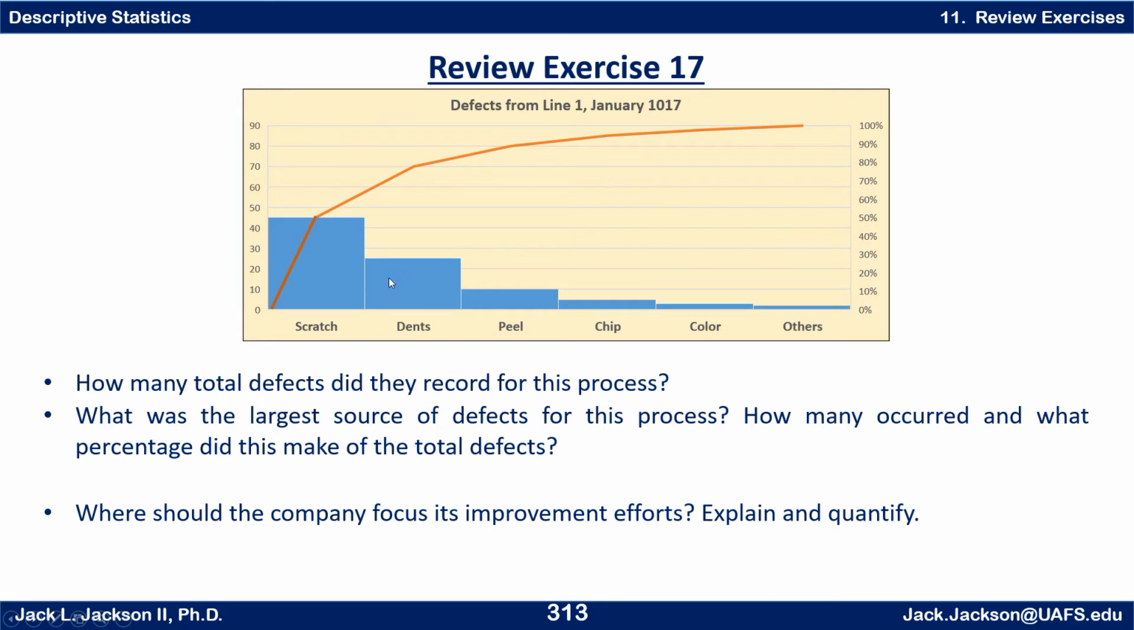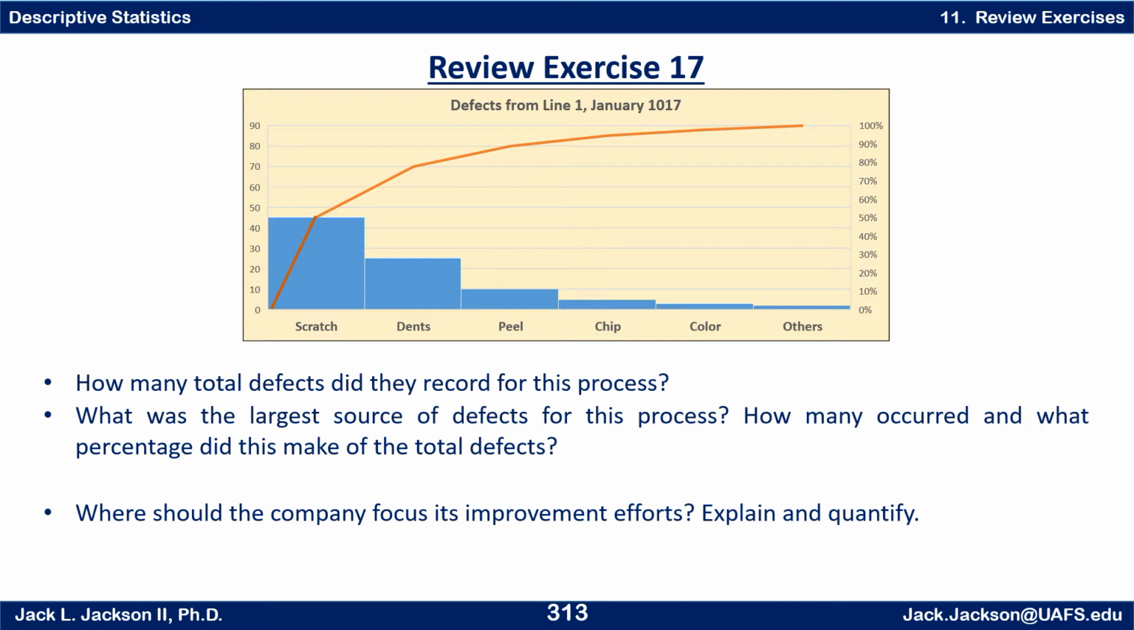Here we have a title. We have our different types of problems, defects, in decreasing order, and we have our broken line graph increasing from 0 to 100%. Our ogive, our cumulative frequency or cumulative relative frequency line graph, which is what an ogive is.